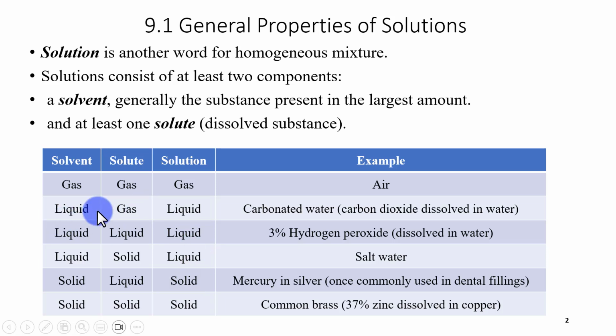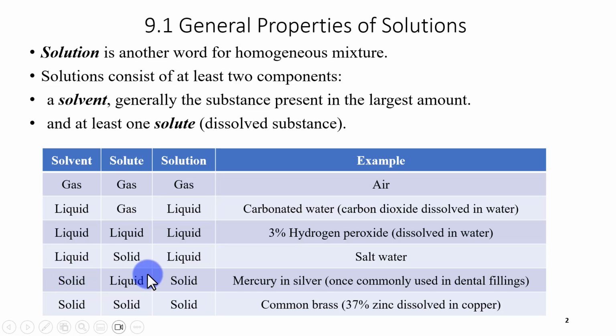We can have a liquid solvent and a gaseous solute, and the solution is liquid. We can have carbonated water, carbon dioxide dissolved in water. We can drink carbonated water. We can have a liquid solution where the solvent and solute are both liquid, right? Hydrogen peroxide dissolved in water. We can have a liquid solution where we have a liquid solvent and a solid solute. Salt water. I take salt in solid form, and I dissolve it in water, which is liquid, and that gives me a liquid solution.